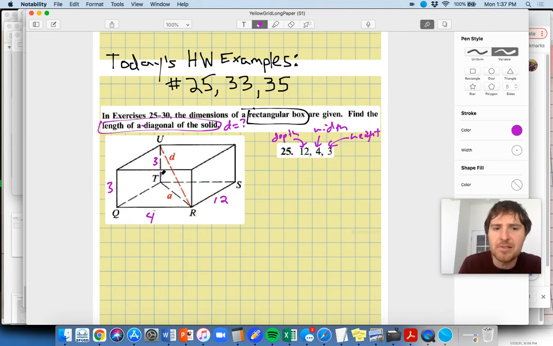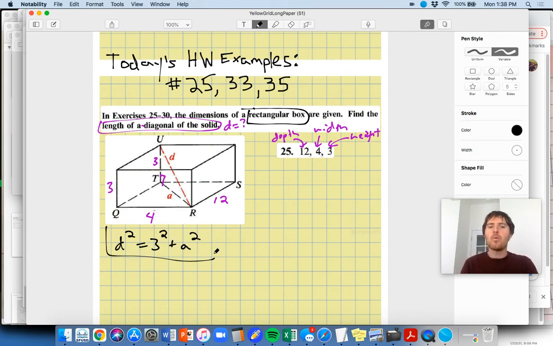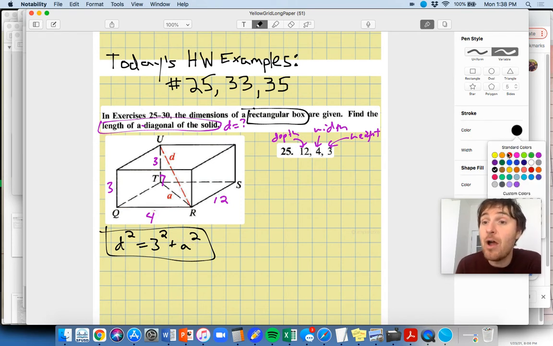This is eventually the Pythagorean theorem. This is going to be a right triangle right here. So we're going to know that D squared is the hypotenuse of a right triangle with a height of 3 and the other leg of A. So it'd be 3 squared, oops, not 3 cubed, 3 squared plus A squared. So eventually we're going to work with this equation. We can't do it yet because we don't know what A is. So let's figure out what A is here.